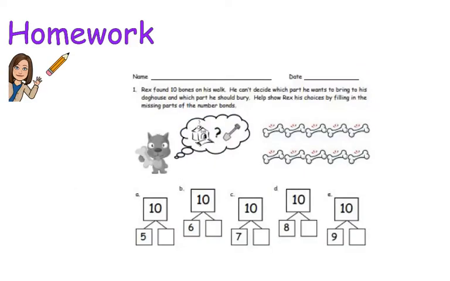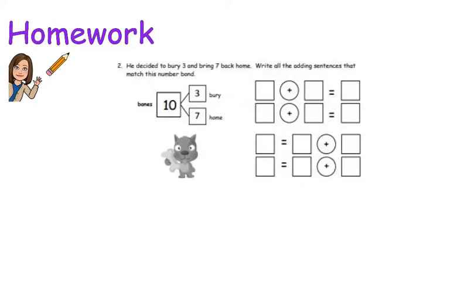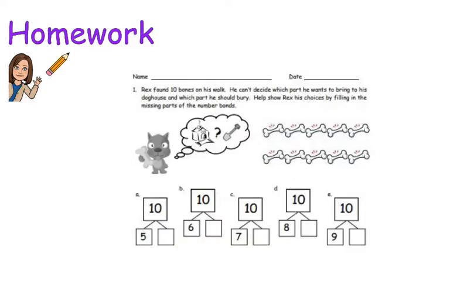Alrighty, now we're going to turn to the homework page. You should have this little dog and all the dog bones on the top with some number bonds, and then this is what the bottom looks like. Okay? So I'll read the directions with you and explain it, and then you're going to finish it by yourself. So name at the top.